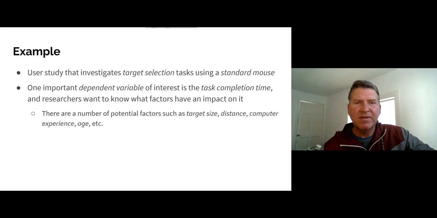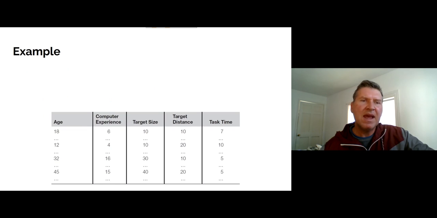So there's a number of different things that we could consider. The size of the target, how far they have to move the mouse, how much experience they have with computers, the age of the user, and so on. So we might have a data set like this. Notice it's ranked by the first column, or age. Then we have computer experience, the size of the target, the distance we have to move towards that target, and then our dependent variable is the time it takes to do the task.